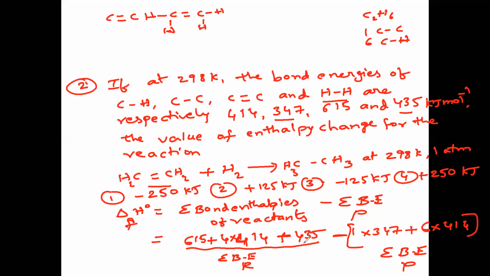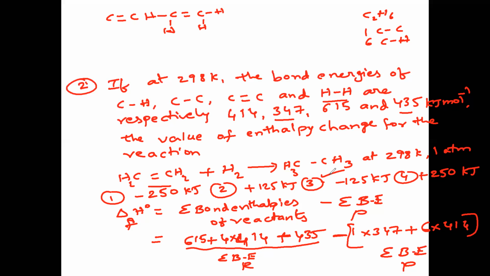So 4 into 414 plus 435 plus 615 minus 1 into 347 plus 6 into 414. So 6 into 414 plus 347. You'll get the answer after substituting this. You'll get minus 125 kilojoules. So please verify this question. Very, very important. This model is very, very important. It's most important. I hope it is clear.